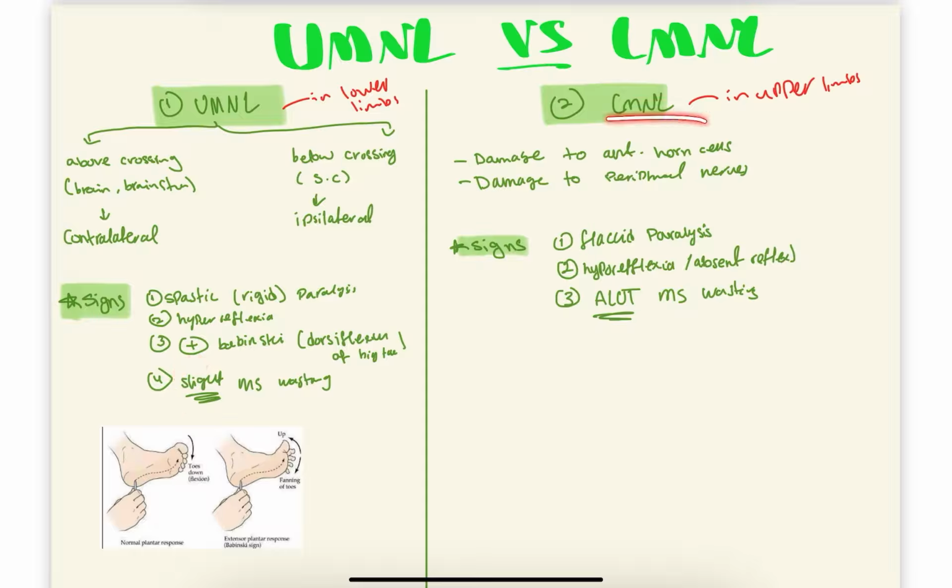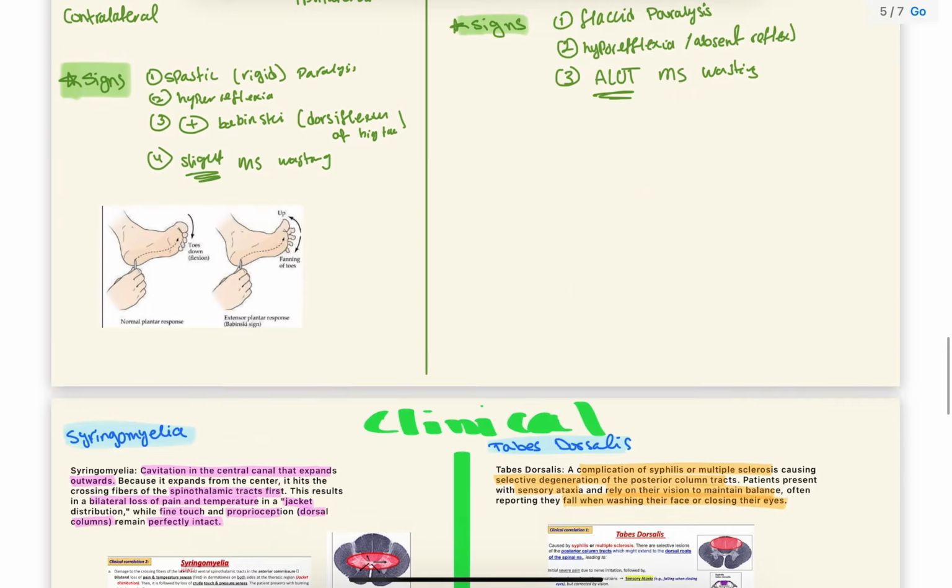The lower motor neuron lesion may be because of damage to the anterior horn cells or damage to the peripheral nerves. The signs here lead to flaccid paralysis. Flaccid means floppy, it's not stiff. And hyporeflexia or absent reflexes, and a lot of muscle wasting.